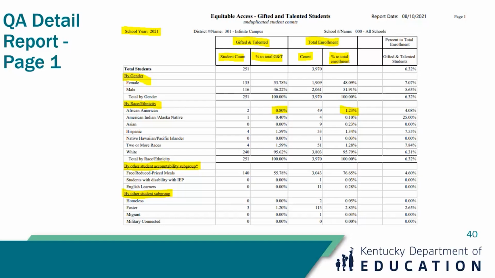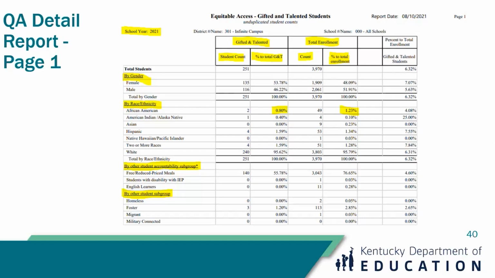As you can see on the left-hand side, there's gifted education program information, and then on the right side, there's your total enrollment. And so as you're looking at your averages in your programs or your total enrollment, you want them to be somewhat the same. You want them to kind of mirror your total enrollment. So, if you've got 10% African American students in your total enrollment, you want there to be about 10% in your gifted and talented program, and so forth and so on.